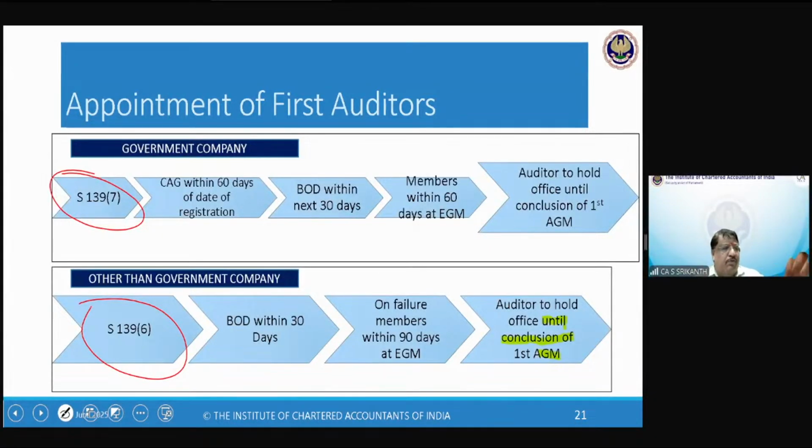They won't know anything. So I'll get a company secretary, call him, and tell him, boss, for this company, you prepare the board minutes, etc., and advise them. And while you're doing the first board minutes, please note that my firm, Karpagam Krishnan and Natarajan, will be the auditor. So within 30 days, the board will appoint. In case that is not happening, then the members within 90 days at an EGM. It's just an opportunity given. In case you don't, you have a penalty and all, don't worry about that. This auditor will hold office until the conclusion of the first AGM.